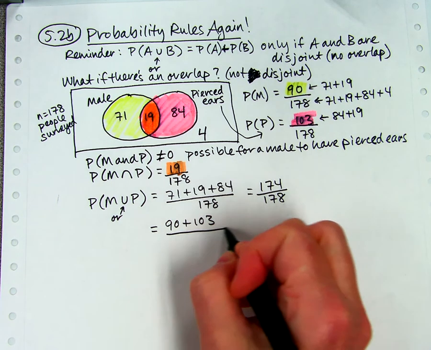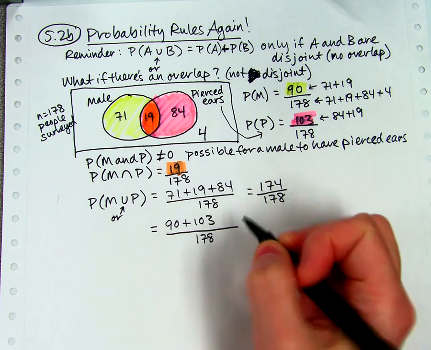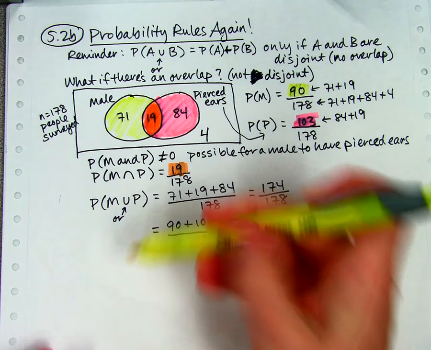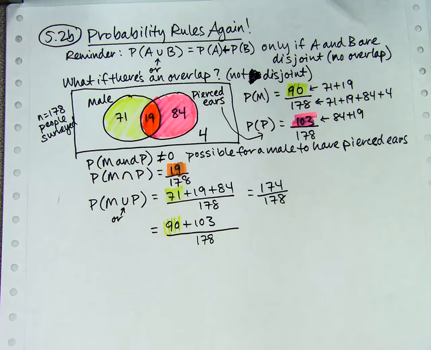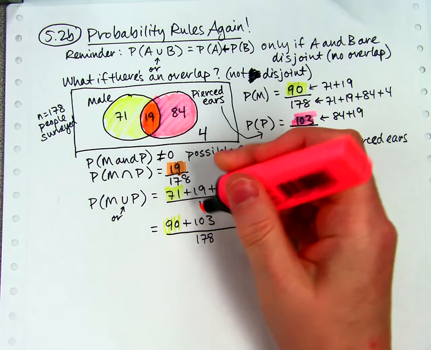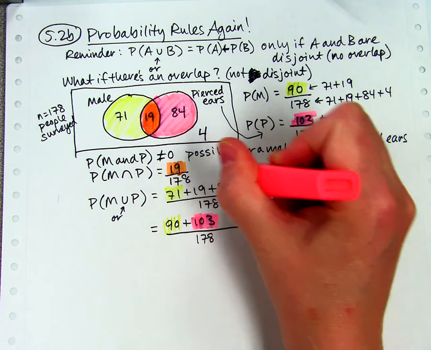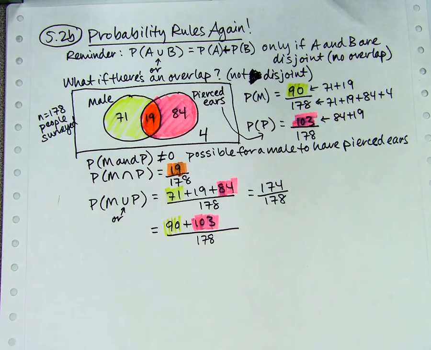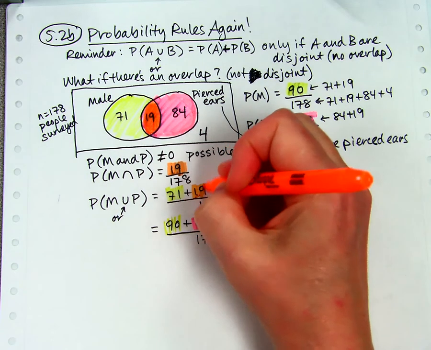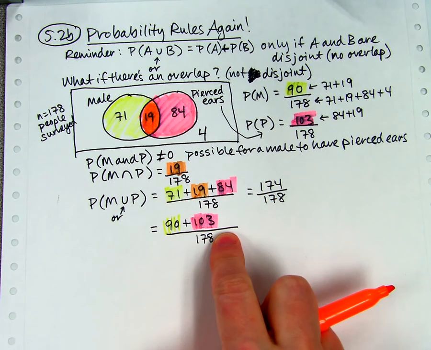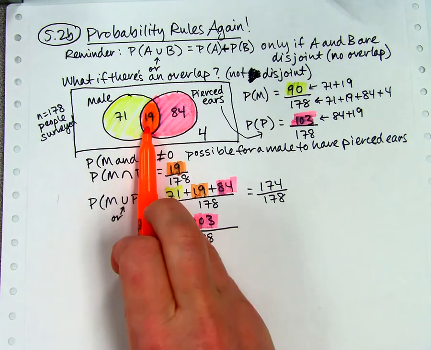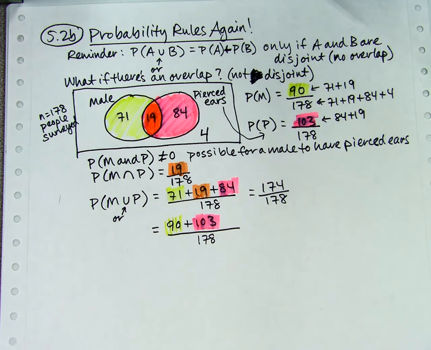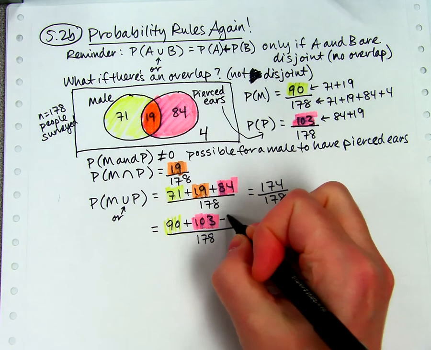So if you start out doing 90 plus 103 out of 178, then what you've got is you've got the 90, which is the yellow. In fact, maybe I should do this also. And you've got the 103, which is the pink. And the thing is that these 19 people, if you're doing it this method, you've counted them twice. You counted the 19 as part of the 90, and you counted the 19 again as part of the 103. And so in order to avoid that problem of counting them twice, you subtract the 19.